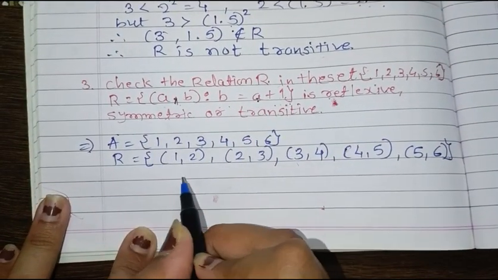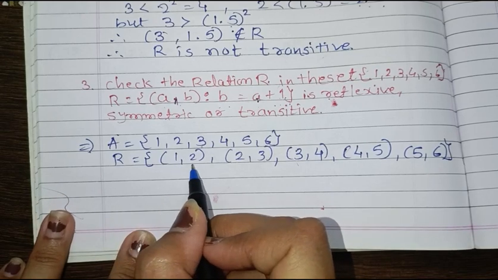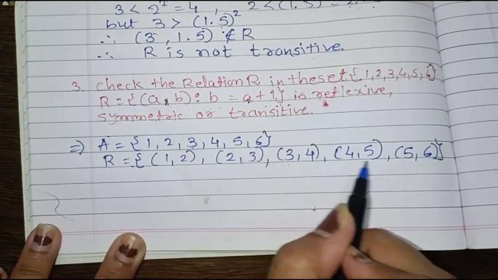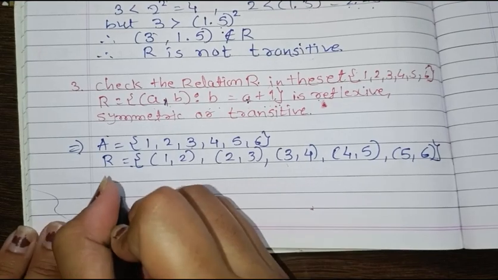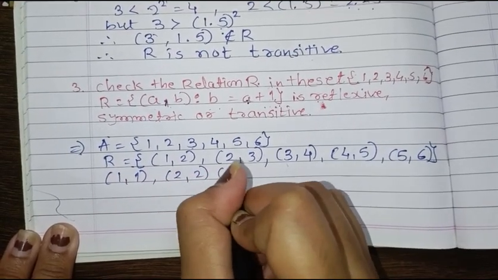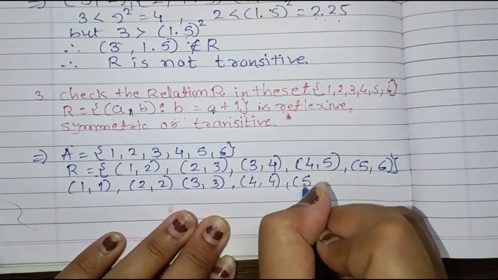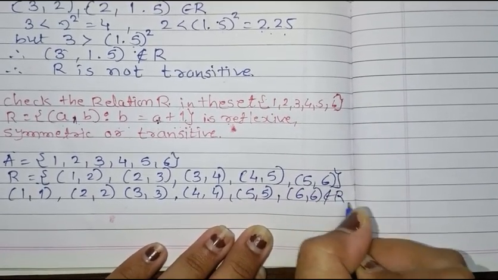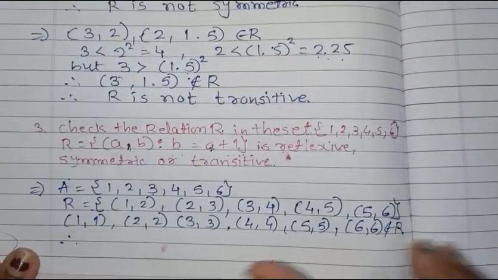Here, a belongs to R. For reflexiveness, we have to find (1, 1) belongs to R, (2, 2) belongs to R, (3, 3) belongs to R. But here there is no (1, 1), no (2, 2), no (3, 3), no (4, 4), that's why that is not possible. (4, 4), (5, 5) and (6, 6) do not belong to R. Therefore, clearly R is not reflexive.